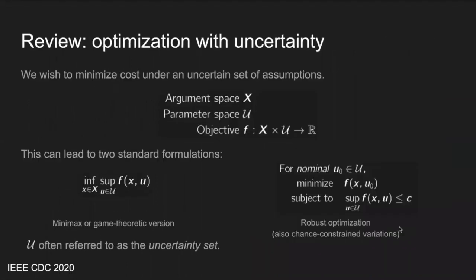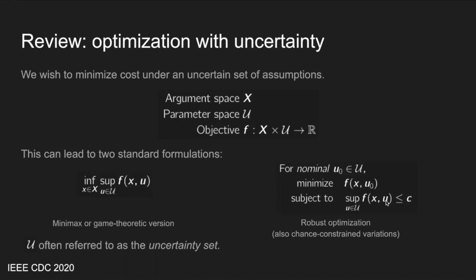So we'll start with the general framework of uncertain optimization and move to the dynamic setting. We have some real valued objective f given some argument space x, which might be control inputs, for example, and a parameter space u. And uncertain optimization can have two standard formulations, where on the left, we have the minimax or the game theoretic version, where we try to minimize the worst case cost with respect to all possible parameter settings. On the right, we have what's often referred to as a robust optimization problem, where we have a nominal parameter setting u naught, and we minimize costs with respect to some constraints imposed by other parameter settings.